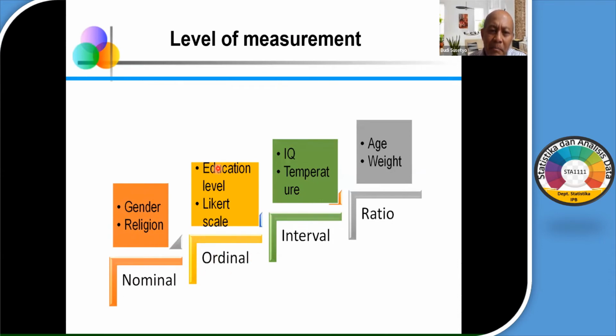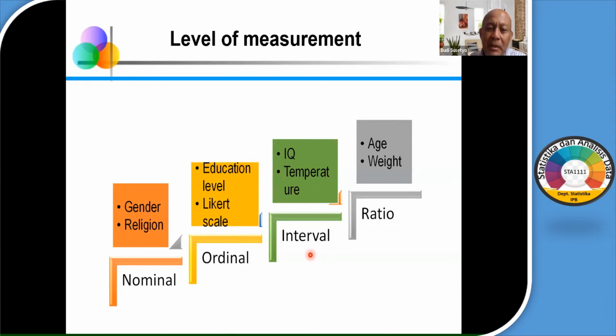Different with ordinal, education level. SMP is higher than SD. SMA is higher than SMP. University is higher than SMA, for example. But this is still ordinal. You cannot say that SMA is twice higher than SMP. No. You can just say higher or lower, ordinal. But you cannot say that the education level of SMA is twice better than SMP. No.